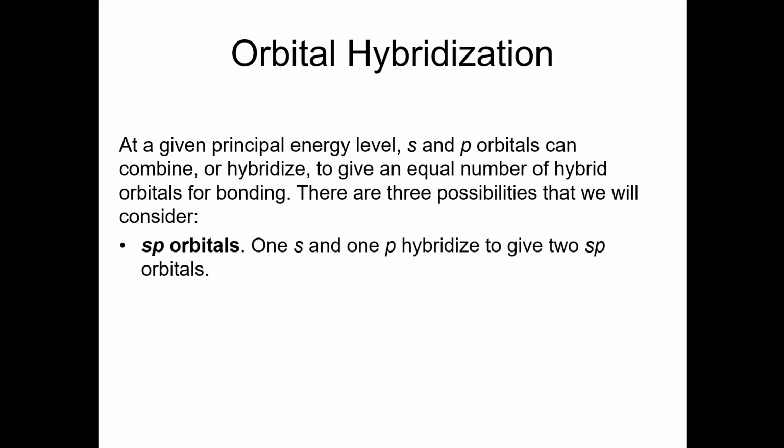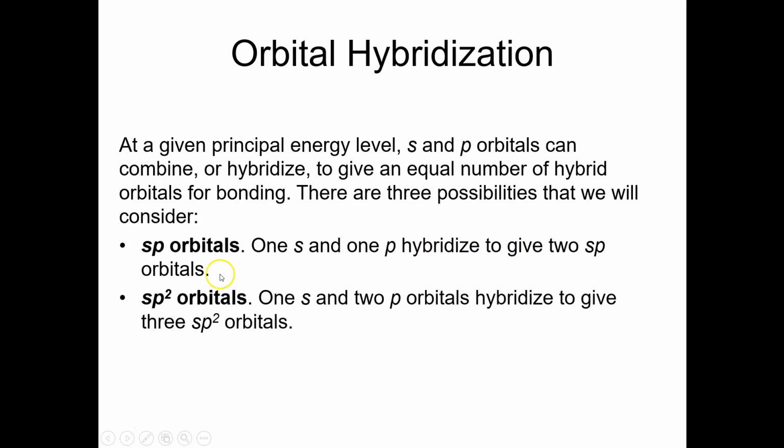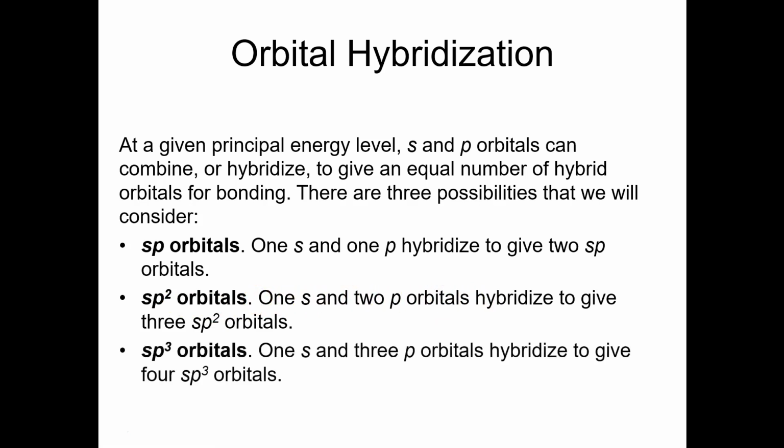That is what are called sp orbitals, in which 1 s orbital and 1 p orbital hybridize to give 2 hybrid sp orbitals. We can also have sp2 orbitals, and that's where 1 s and 2 p orbitals hybridize to give a total of 3 sp2 orbitals. And then we can have what are called sp3 orbitals, in which 1 s and 3 p orbitals hybridize to give 4 sp3 orbitals. This can occur at any principal energy level in which there are both s and p orbitals, and so that means anything from principal energy level 2 on up.